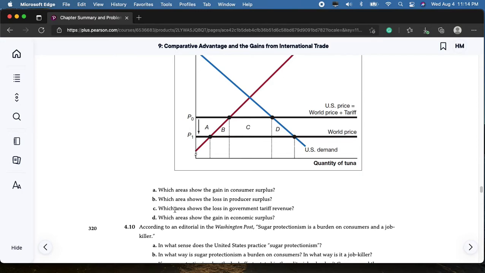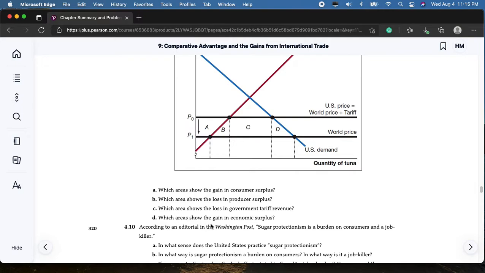Now the other question is, which area shows the loss in government tariff revenue? So remember, the government puts a tariff, which is a tax. They are collecting the tax, so they no longer are collecting the tax, and that was this area right over here, area C, because this is where the gap was in taxes, right over here. So area C is the loss to the government in tariff revenue.